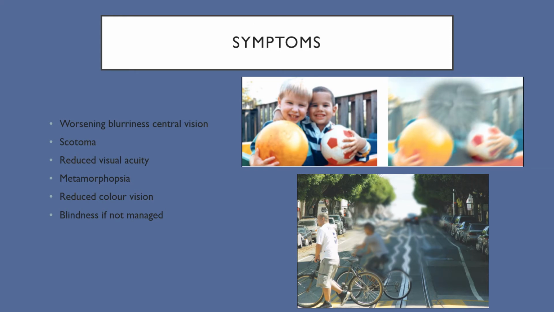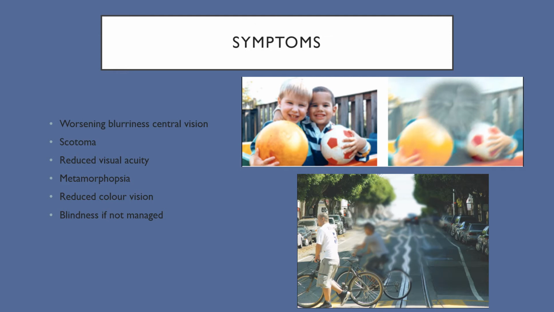Your patient may complain of not being able to see faces, and this makes sense as we learned earlier that the macula is responsible for central vision. Peripheral vision is always maintained, even at the late stages. They may also present with reduced visual acuity and colour vision as it affects the rods and cones.